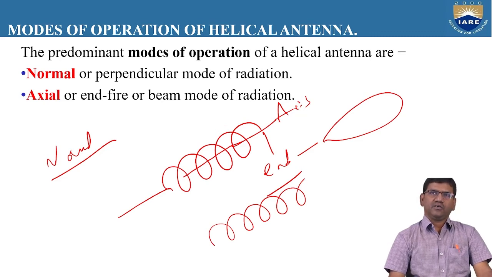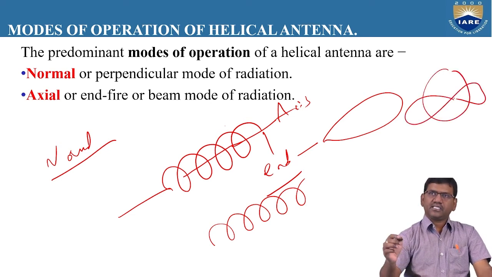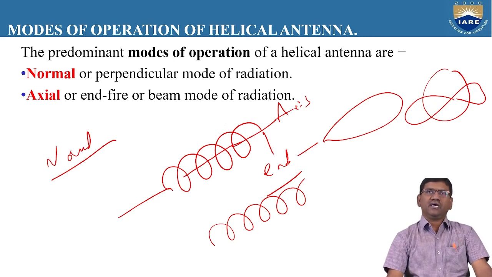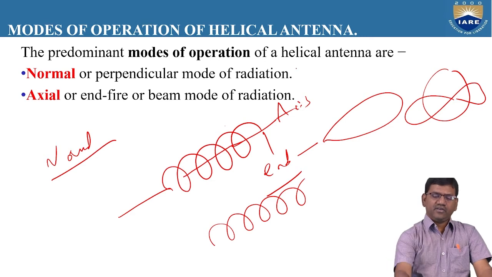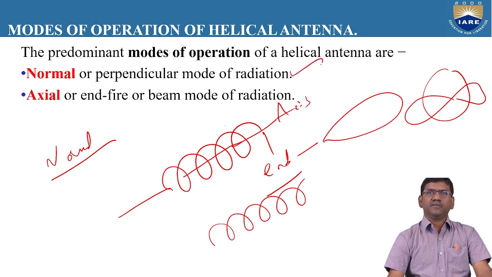And in the normal mode, the helical antenna is modified as a loop antenna. For that loop, the radiation pattern will be bidirectional. That means the same helical antenna can be operated in normal mode and axial mode. Depending upon our requirement, you can modify the design of the helical antenna in such a way that if our requirement is to produce electromagnetic waves bidirectionally, you can use the helical antenna in normal mode.